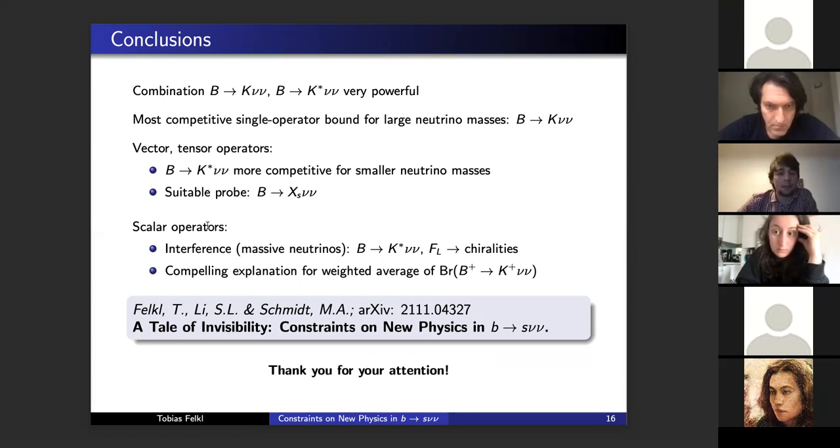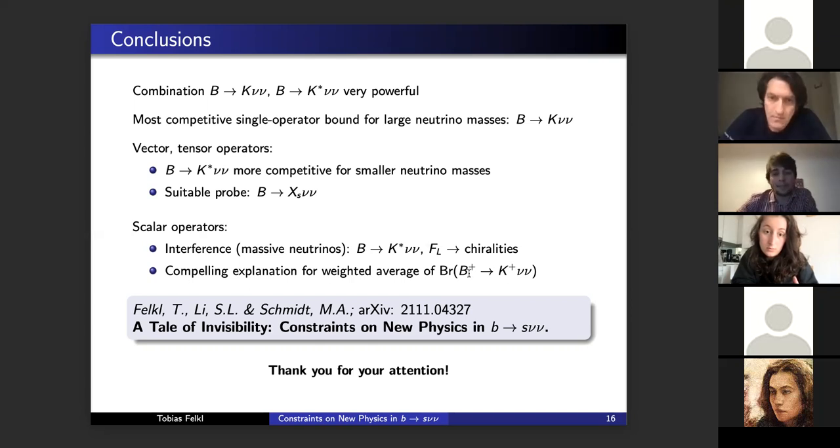On the other hand, scalar operators can be probed in the scenario of interference between SB and BS operators, so to say, regarding the quark flavor ordering, if the final state neutrinos are massive. Then one could measure B to K star or FL to distinguish between the chiralities of the scalar operators.